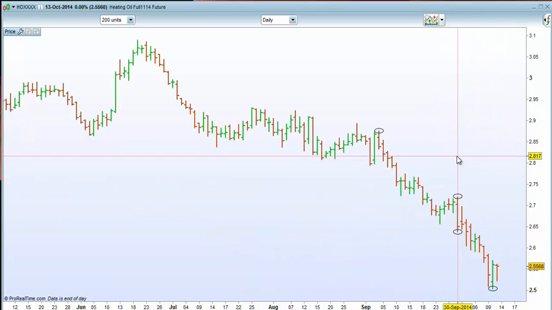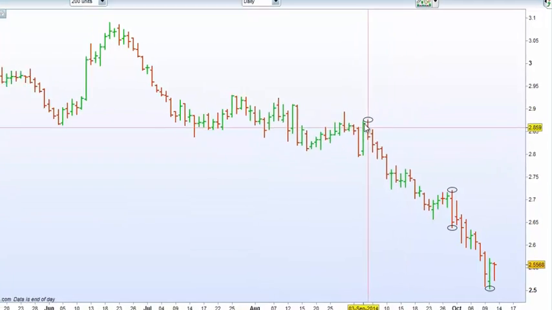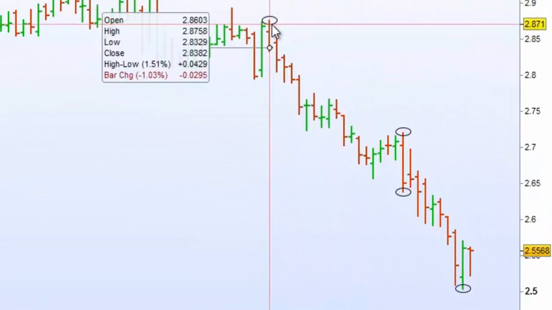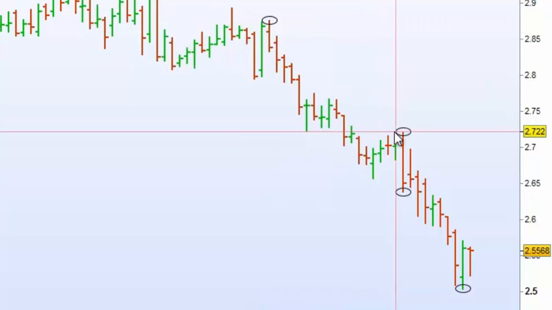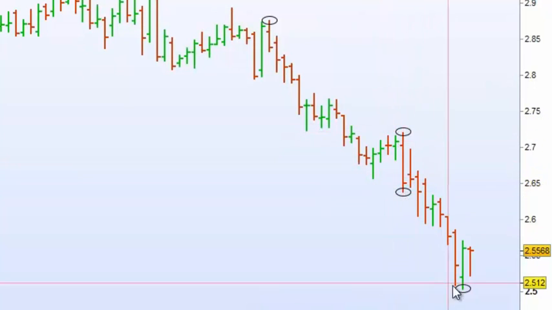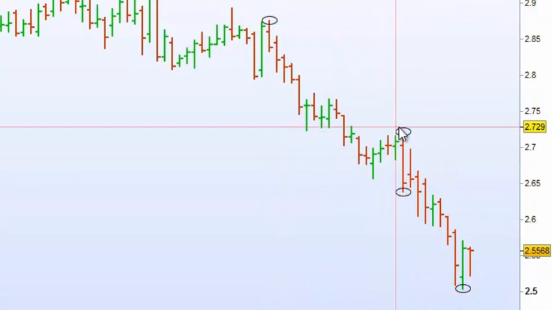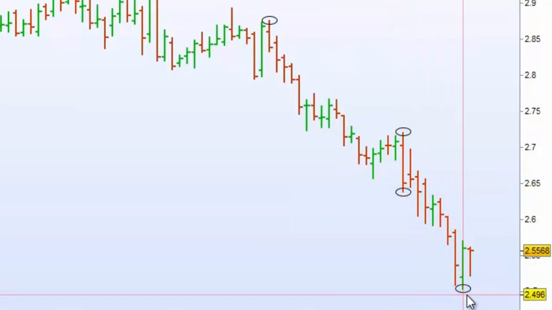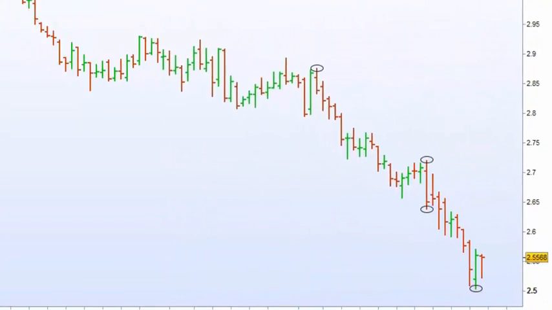Heating oil, we have the same thing. We look at the two latest swing highs and the two latest swing lows. So the two latest swing highs, we have one high here, the next high lower. One low here, the next low lower. So we have lower swing highs, we have lower swing lows. We would say that heating oil is in a downtrend.